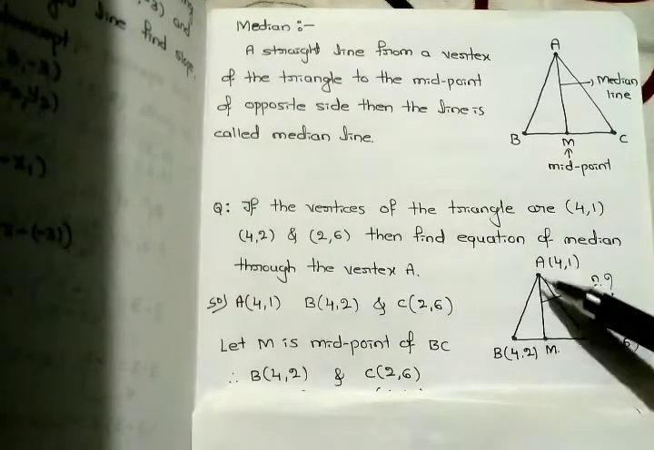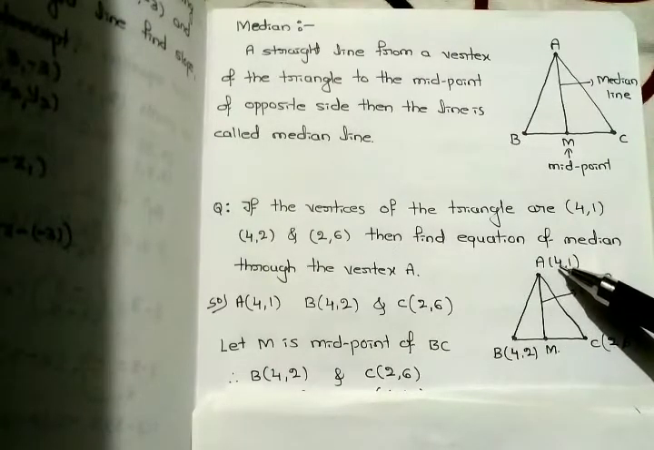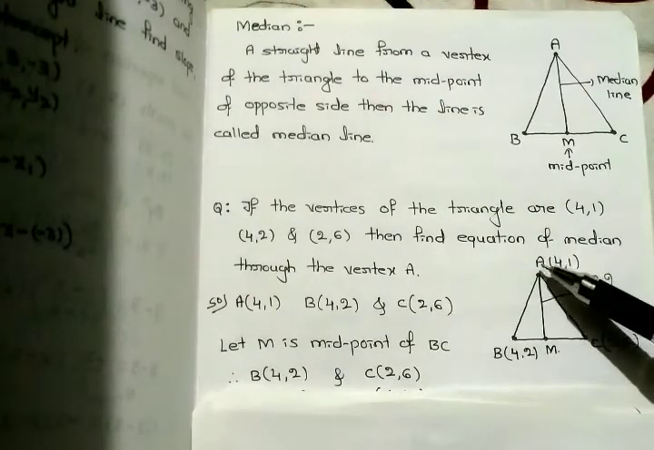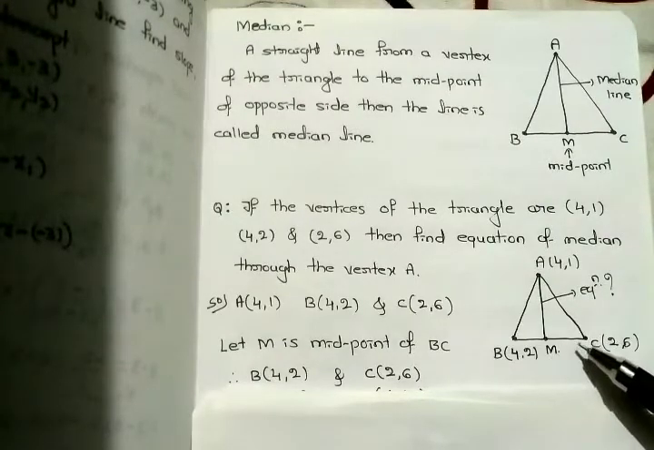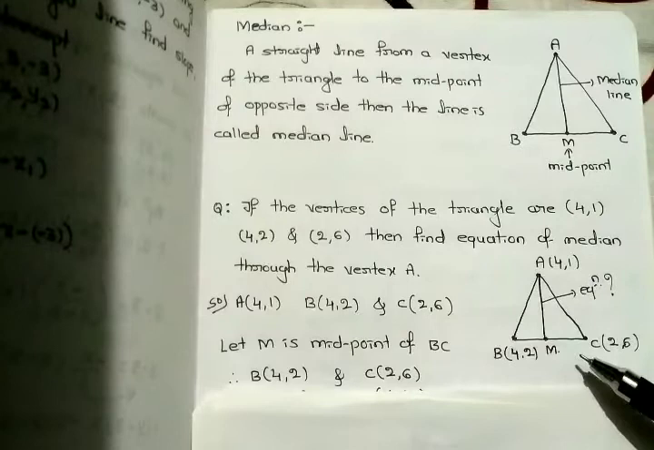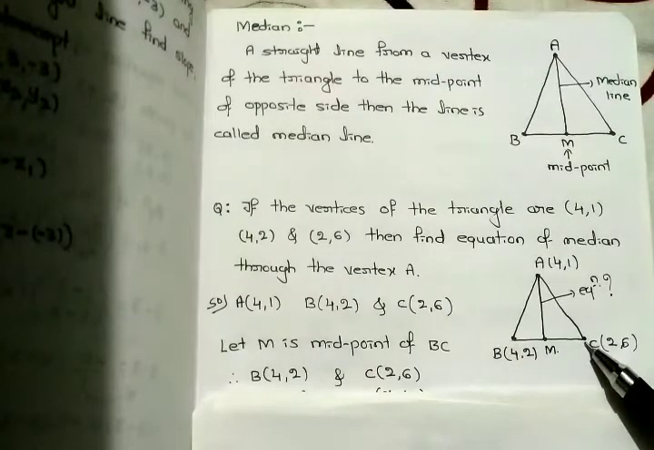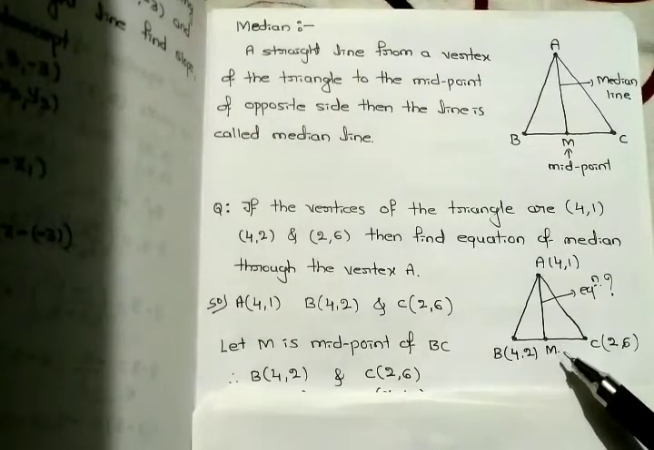To find the equation, a minimum of 2 points are required, correct? So here, one is A (4, 1). One more is M. But the problem is, you know the value of A, that is (4, 1), but you don't know the value of M. Therefore, the first step is to find the M value. But how to find M? M is the midpoint of which line? BC line. Therefore, using the midpoint formula, we are going to find the value of M.